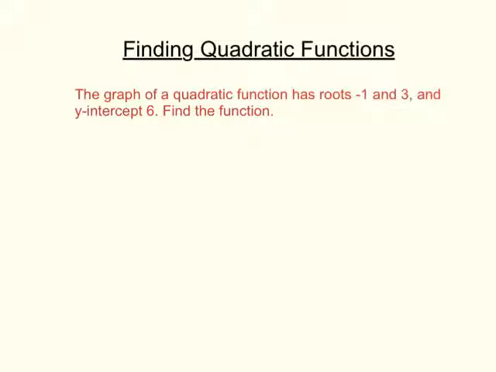In this third example, we're not given a vertex this time, we're told the roots. So the roots are minus 1 and 3, and it has a y-intercept of 6. So to do this one, we're not going to use the vertex form, we're going to use the factorized form. So if we know the roots, we know it is of the form a, and then two brackets this time. It's x. If it's minus 1, then it's x plus 1. If it's 3, then it's x minus 3.